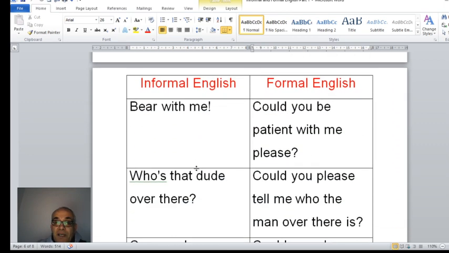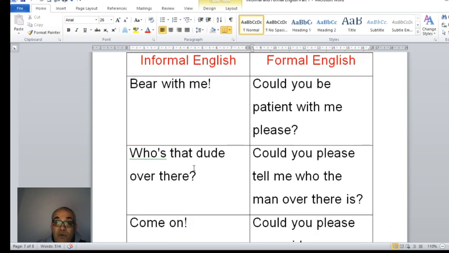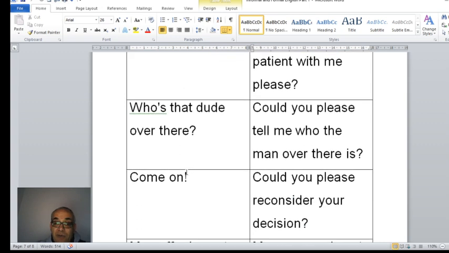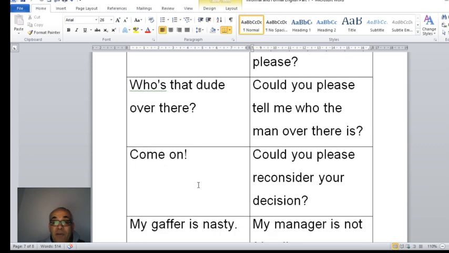Bear with me. This is again informal. Could you please be patient with me? This is formal. Who is that dude over there? Could you please tell me who the man over there is? Again, formal. Come on. This is informal. The formal one: could you please reconsider your decision? But again, come on has many meanings. It depends on the situation, and I gave you one of the meanings.